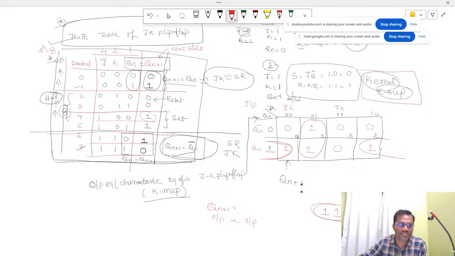Now how to write down this 0? First digit is what? J. How to write down? J bar, K. Now how to write down this value? K bar.